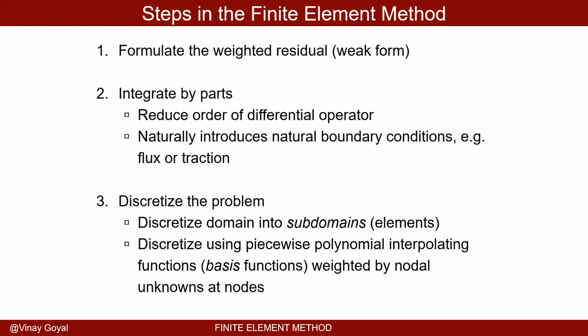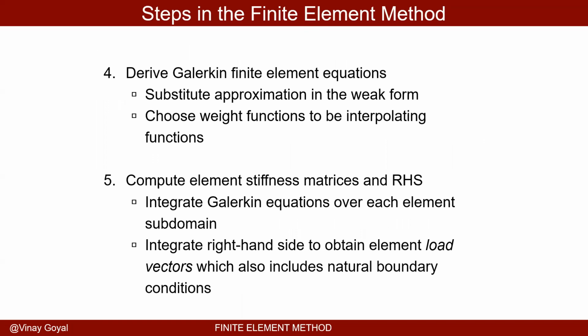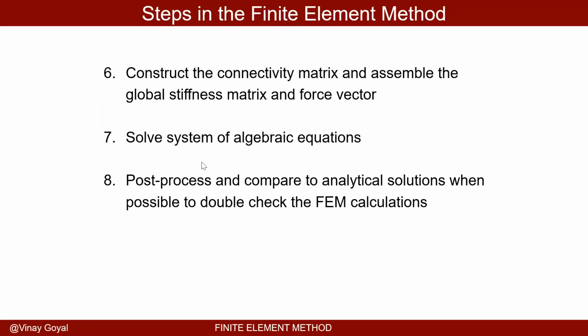What are the steps in the finite element method then? Formulate the weighted residual based on the weak form. Integrate by parts. Reduce the order of differentiation, and then apply the natural boundary conditions. Discretize the domain into elements. Use piecewise polynomials to interpolate, and then derive the Galerkin finite element equations. Then assemble a system together using the connectivity matrix, and then solve the algebraic system of equations. Then post-process all your results. So that shows you how the finite element formulation is done for a 1D problem.